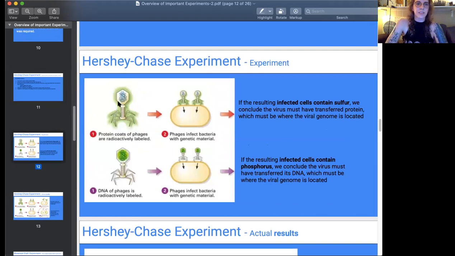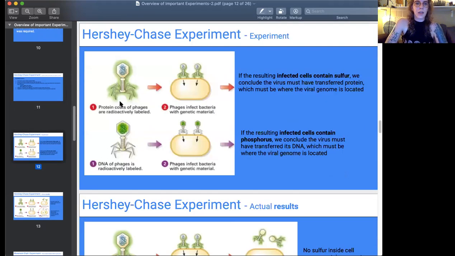But so here we can see this protein coat, this outer layer, being tagged with sulfur, and then a cell being infected. Whatever happens here, if we detect radioactive sulfur inside the cell, that's going to tell us, okay, it must be protein. And then opposite here, we can see that the DNA is located inside this head.